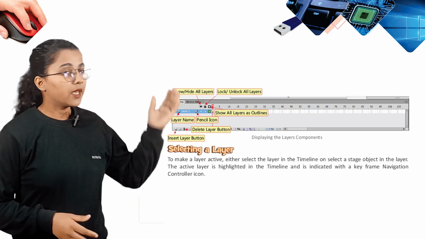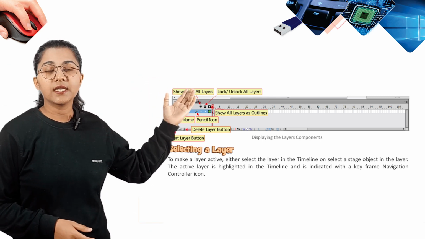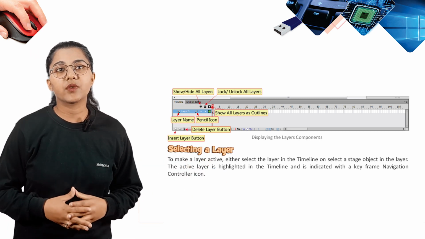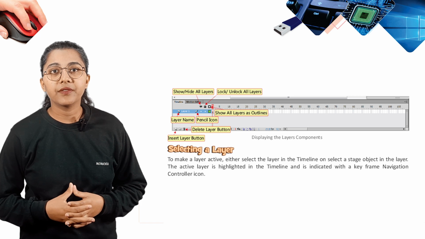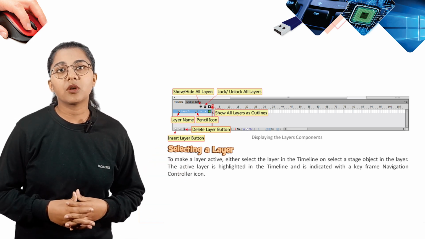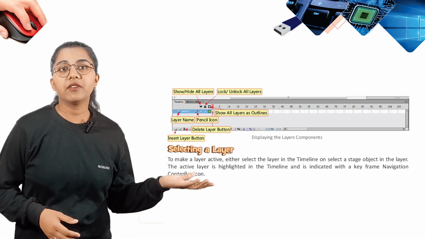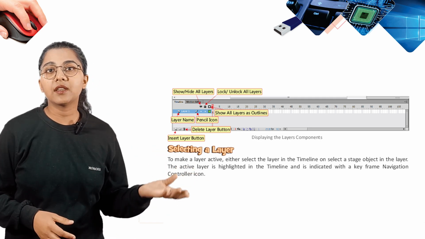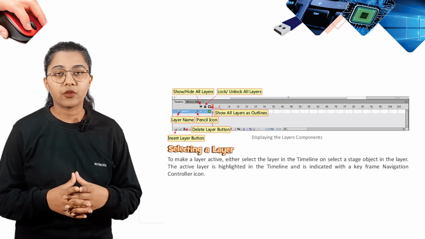Now students, here is our first topic, that is selecting a layer. So how will you select a layer? Let's read. To make a layer active, either select the layer in the timeline or select a stage object in the layer. The active layer is highlighted in the timeline and is indicated with a keyframe navigation controller icon.